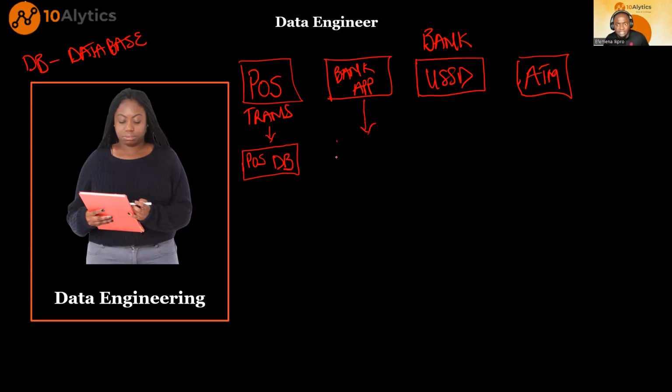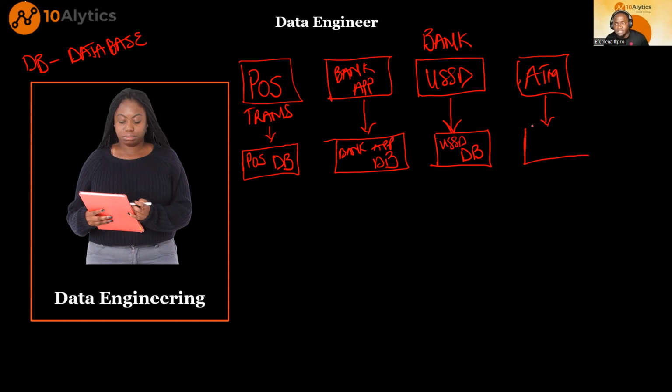Bank app, the same thing. The transactions from the bank app will be stored in the bank app database. The USSD, the same thing. There'll be a database that stores the transaction data from USSD. ATM, the same thing. The ATM machines across all the locations, when you transact on ATM, they store everything in an ATM database.